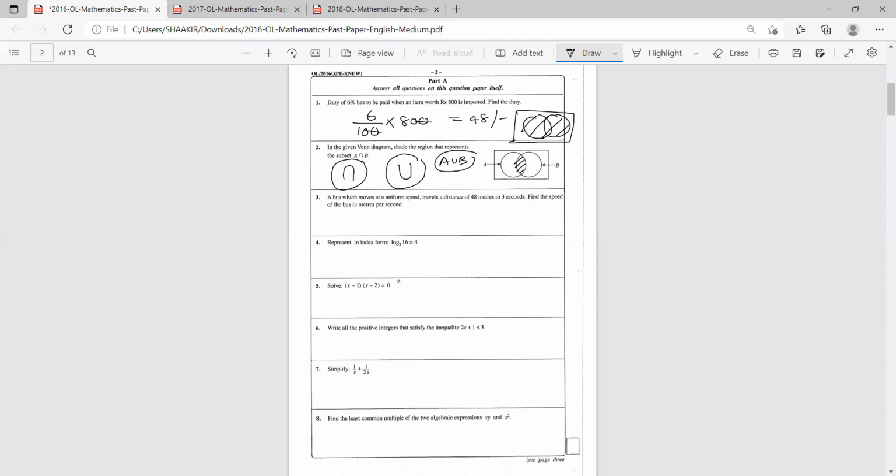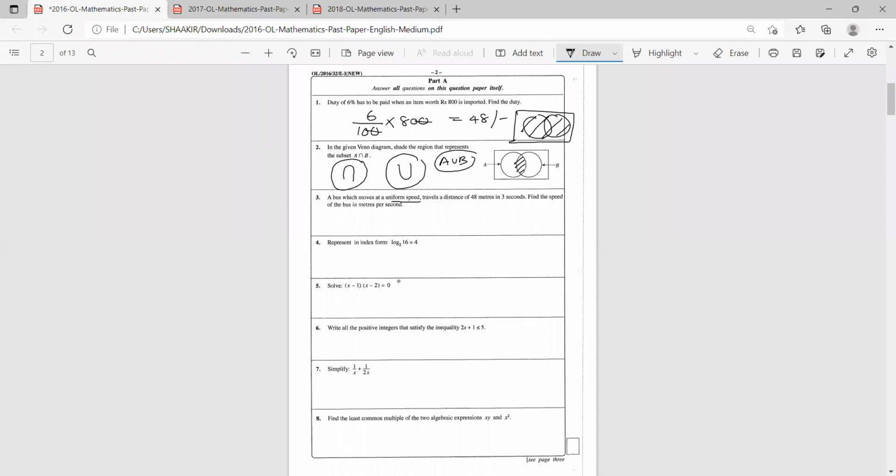And the next one: a bus which moves at a uniform speed. Uniform speed means it's traveling with the same speed, that means constant speed. It doesn't change the speed. Practically this doesn't take place, because when we travel, from time to time we change our speed. During that time, children, we have to find the average speed. Here in the question they have already mentioned uniform speed, so keep in mind that the speed is constant, which means the bus is traveling with the same speed without changing it.